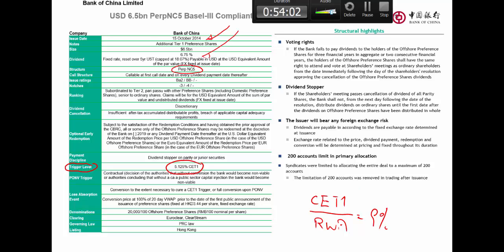But if this ratio ever drops to 5.125 or below, so that means there's something seriously wrong and the bank is losing a lot of money, such that your core equity keeps dropping and dropping until it gets to 5% of your risk-weighted assets, then this bond will convert into equity. Are you with me? Okay.